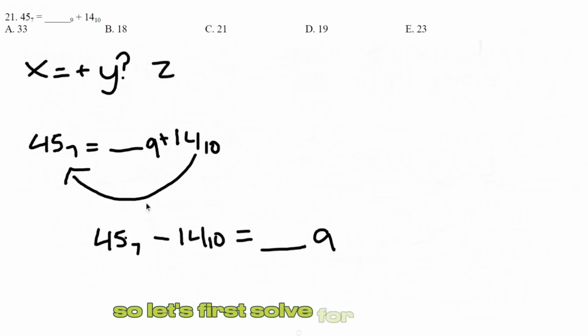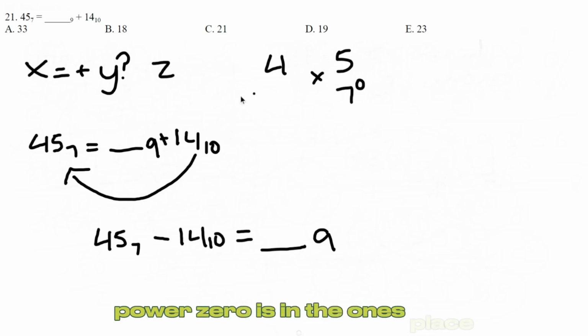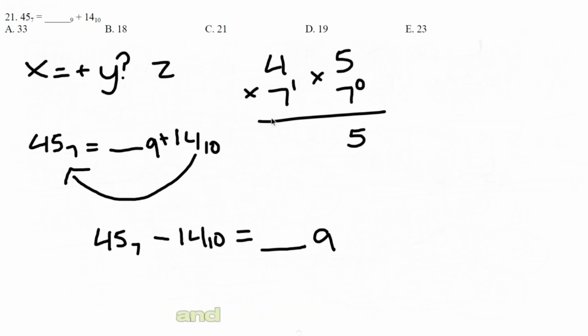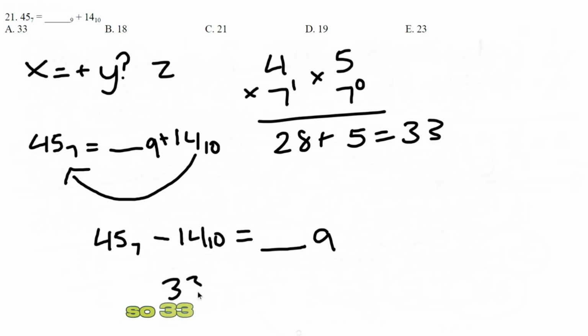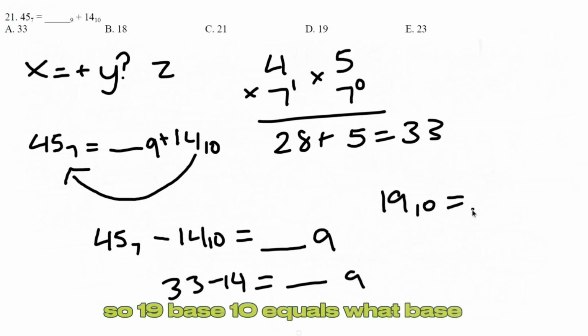So let's first solve for 45 base 7. So 5 times 7 power 0, because it's in the ones place, and 4 times 7 power 1, because it's in the tens place. So that's 5 times 1, which is 5, and 4 times 7, which is 28. So we add these, and we get 33. So 33 minus 14 equals what base 9? So 33 minus 14 is 19. So 19 base 10 equals what base 9?